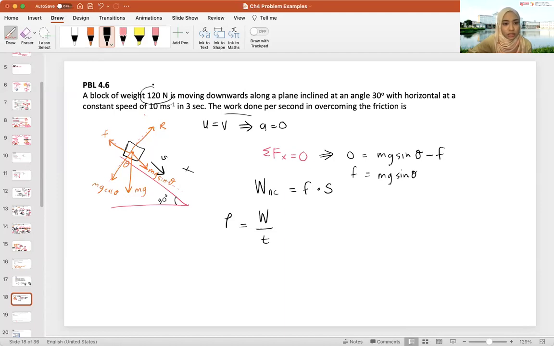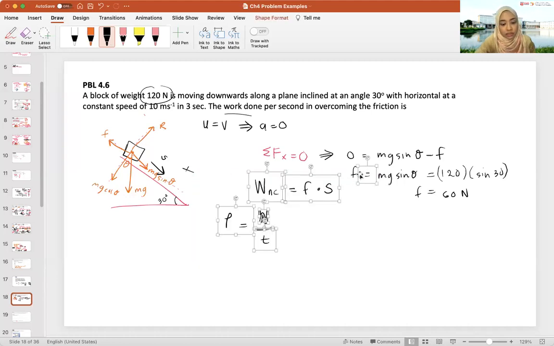Since I know what is mg, it is 120 Newton, and I know what is the angle. So this is 120 times sine of 30. So that would give me friction as 60. Okay, 60 Newton. So that is your friction. So now our next job is to find out what is the work done. There is a lot more work to do, we have only found the friction.